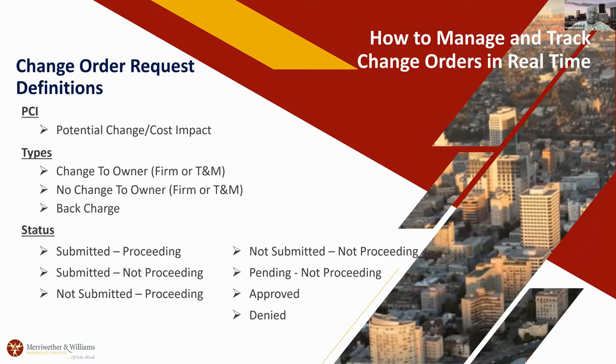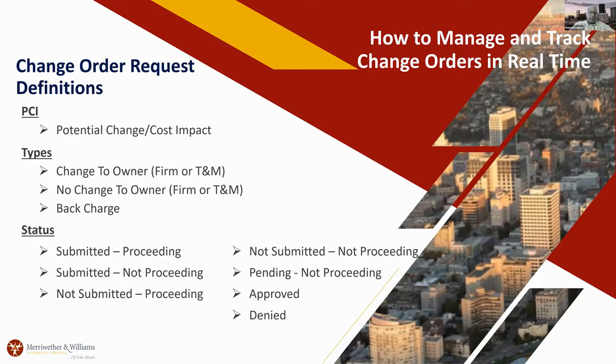There are different types of change orders. It's a change order to management. It's either a firm or a time and material. Change to owner means that you will recover costs from the owner or the GC that's hired you. A no change is like an internal one, where there's a change order but there's no cost, or if you already have an allowance, you can use that allowance for those change orders. And then, as we all know, back charge is for trade related damages.